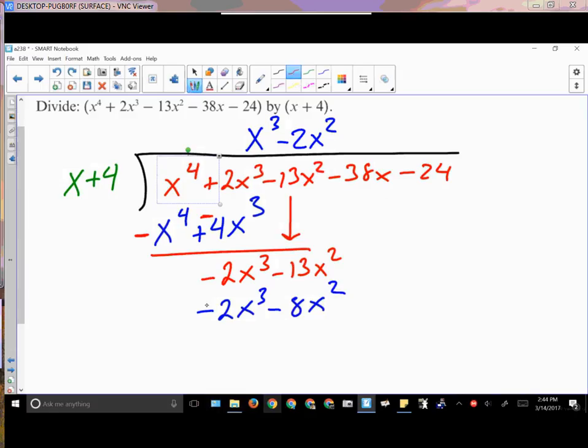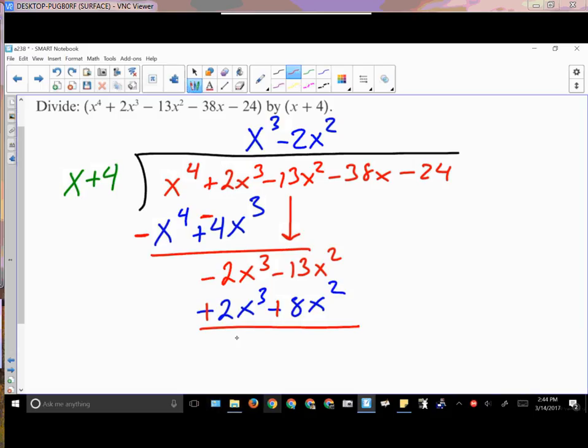So this goes to positive because it was negative. This was negative, and it becomes positive. That's why we use it, change the signs rather than the subtract, like we would normally do for division. So negative 2x cubed, positive 2x cubed, wipe each other out.